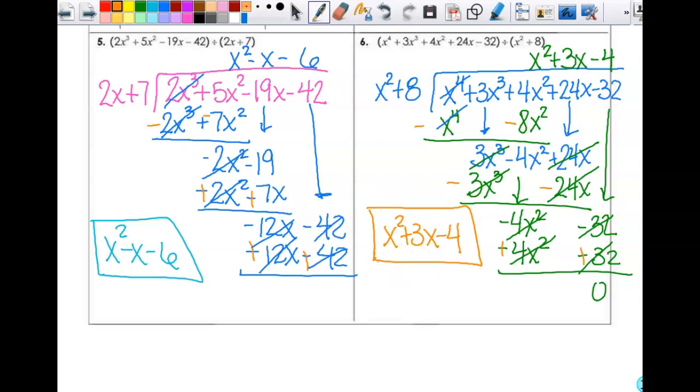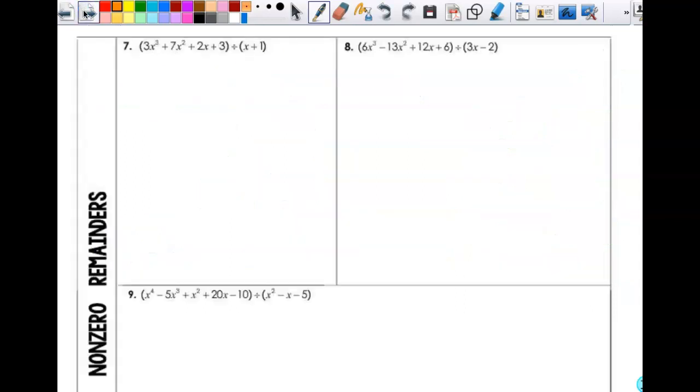What questions do you have? Line them up. All right. Okay, so these all had remainders of 0. That's not always going to happen. So let's work one where that's not going to happen.